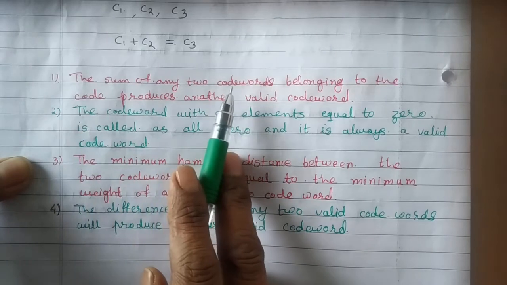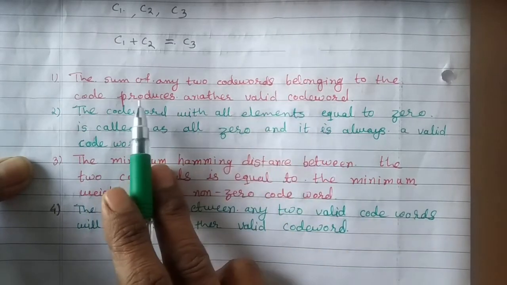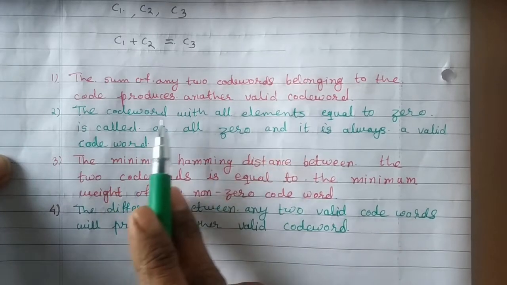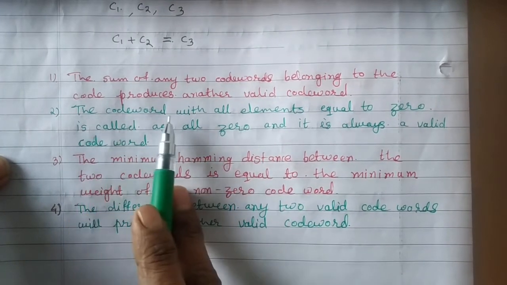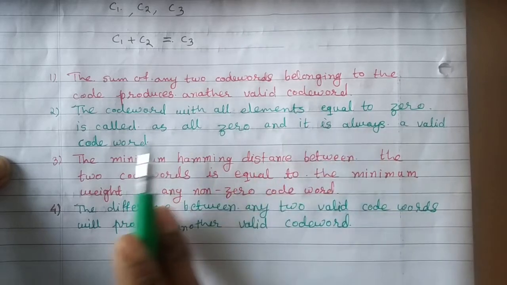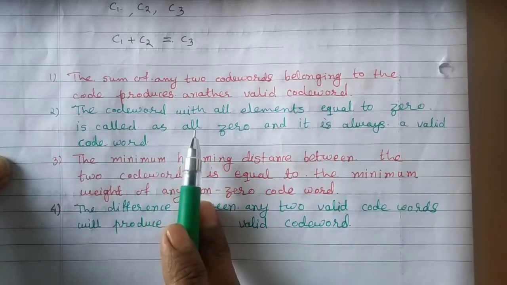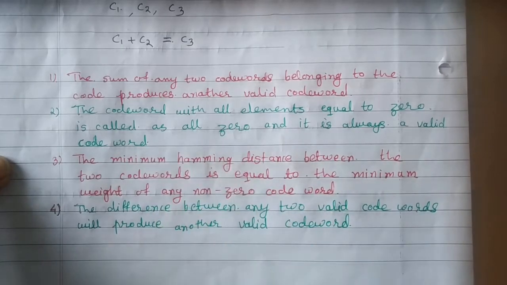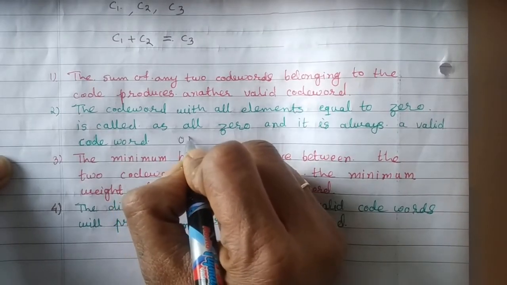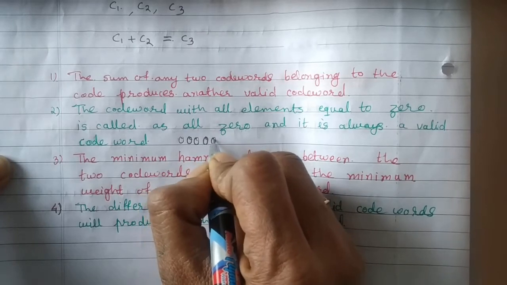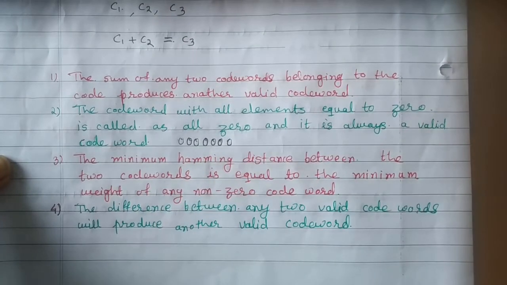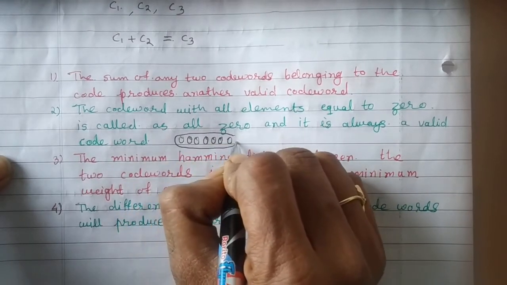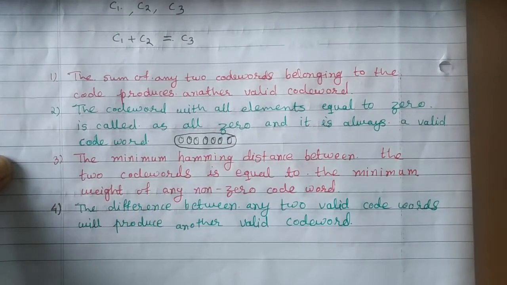The sum of any two code words belonging to the code produces another valid code word, that is the first property. The second property is that the code word with all elements equal to 0 is called the all-0 code word, and it is always a valid code word. So if it is a 7-bit code word 0, 0, 0, 0, 0, 0, 0, meaning all 7 bits are 0, then this is also a valid code word that we call the all-0.